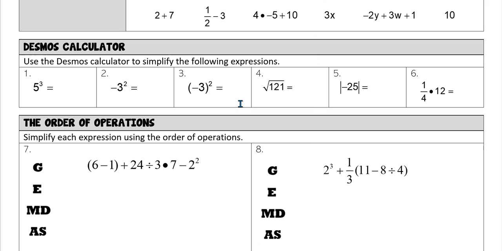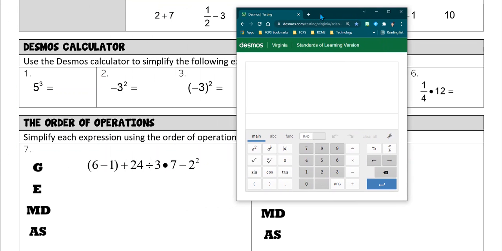Before we go into actually solving some of these expressions, we want to make sure that we know how to use the Desmos calculator. And there are a few different things that we are going to need to know how to be able to do. The first is dealing with exponents. So I'm going to bring my calculator over here.